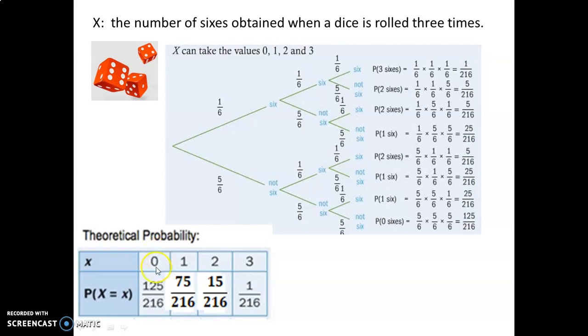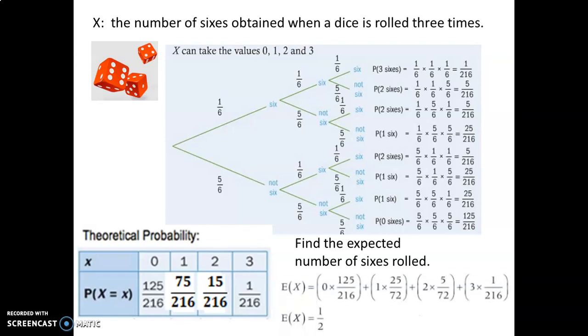So the chance of getting 0 6s is this, the chance of getting 1 6 is this, 2 6s, 3 6s. Great. Find the expected number of 6s. So based on this probability distribution table, what's the expected number of 6s? If you ran many experiments, what's that average number of 6s you'd get? All right, let's check it out. Check your work here. Ends up being a half.